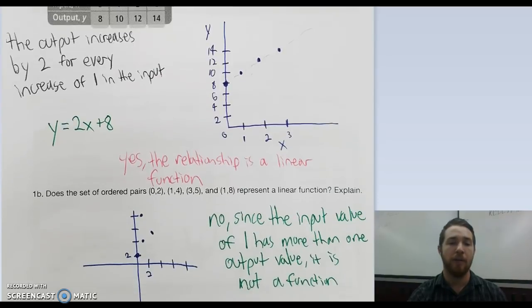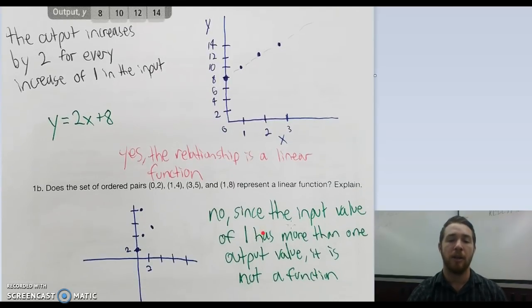But it's also not even a function because remember, for a function, the input value, so that first value we see for the x's, can never have more than one output value. So for 1 right here, (1, 4) and (1, 8), since I use 2 different outputs for the same input, that's not a function, not even a linear function. It's not a function in general.